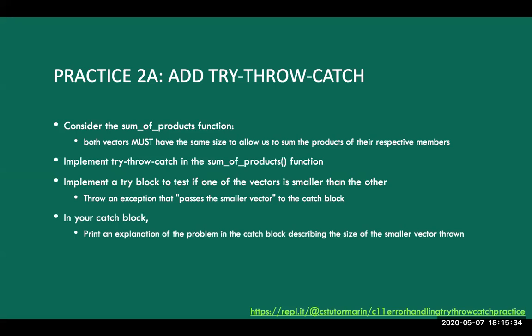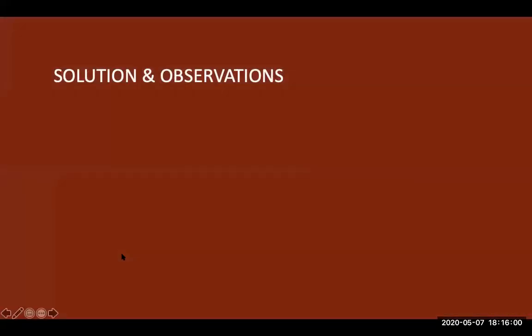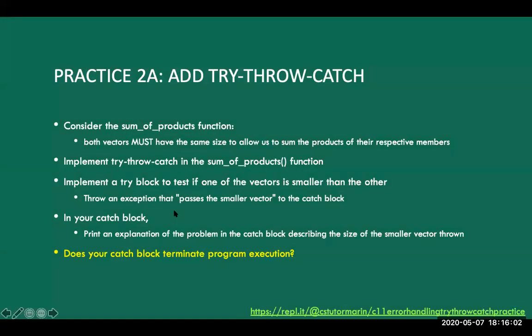Okay. And then in your catch block, you just want to print out an explanation that says, hey, this little vector here isn't big enough, right? So we're just getting the smaller of the two vectors, and we're going to use that past vector to be able to report on its size, which is one of its members, as everyone should remember, okay? And then it's just a question, does your catch block terminate program execution? You should know the answer to that, but you can try it out and find out, okay? So give that a try, and I will narrate, and let me know if you have any questions. Okay, we'll take about 2 minutes on that.